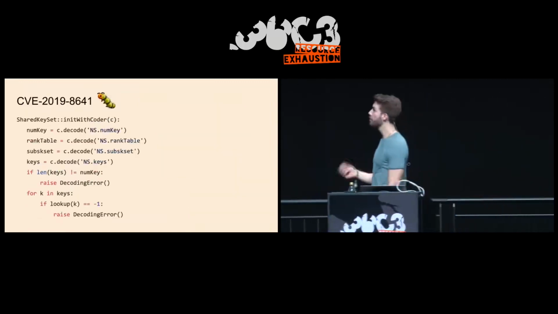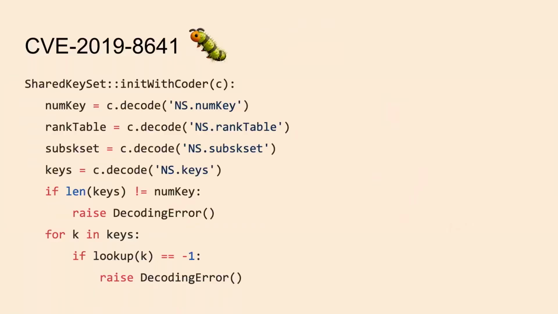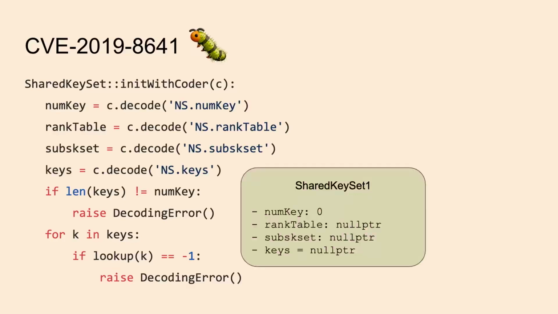So this is the init with coder, which is the shared key set constructor used during decoding with the keyed unarchiver. And it looks pretty solid at first. It's really just taking the values out of the archive and then storing them as the fields of this shared key set. So I'm going to go through the code here in single step to highlight what's wrong with this code.